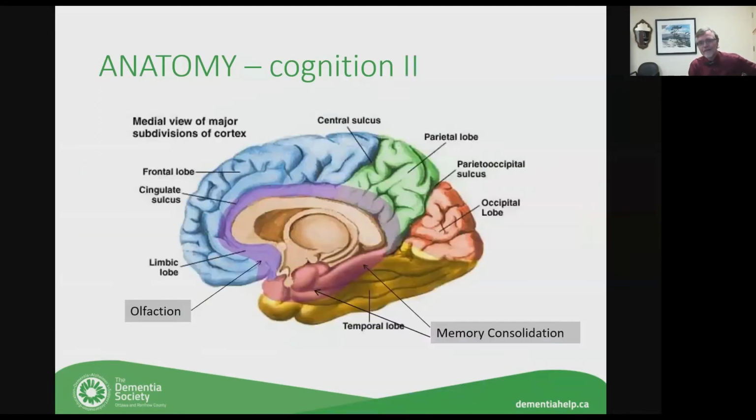And then if we turn the right side of the brain around and look at it from the left side of the head, we get this picture, and then we get this important piece here, which is the hippocampus, and then we have the sense of smell as well.